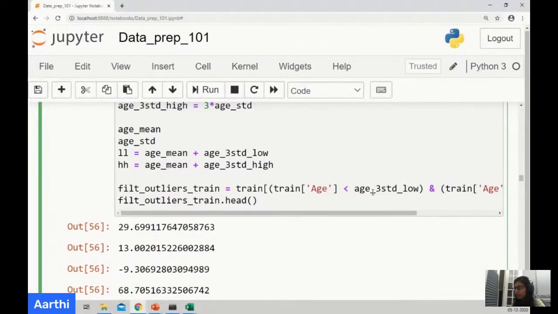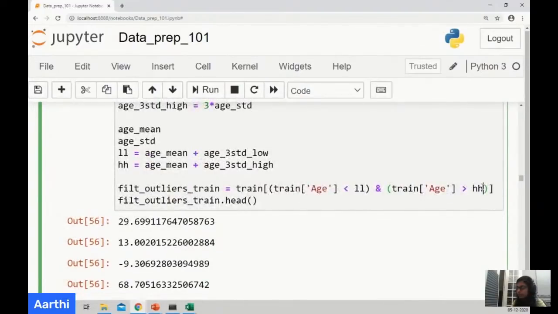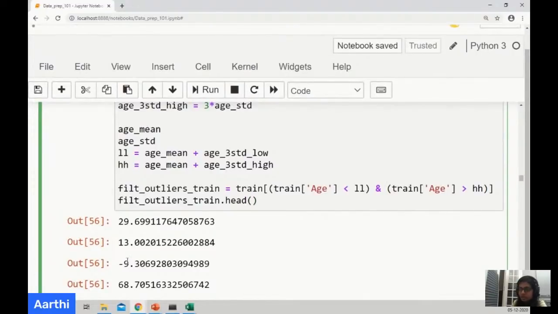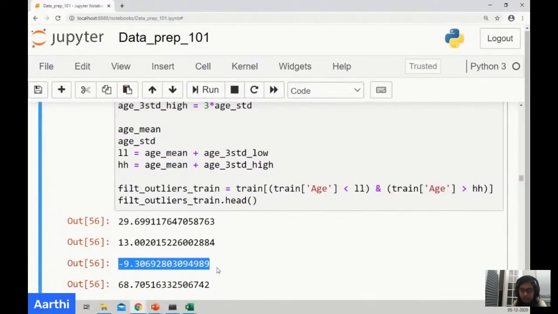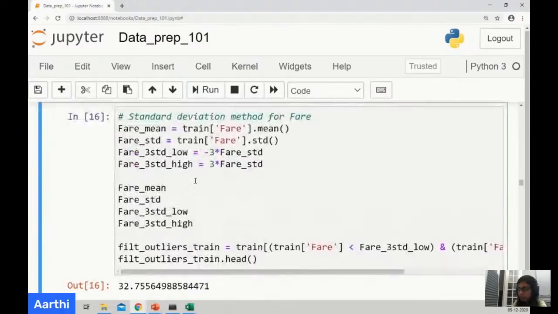So this is the lower limit. We want to know if we have anyone below the lower limit, and then we want to know if there is anyone higher than the upper limit in our data. -9 cannot be possible because age cannot be negative. So the minimum it could be is 0, or it should be greater than 0. 0 still means missing.